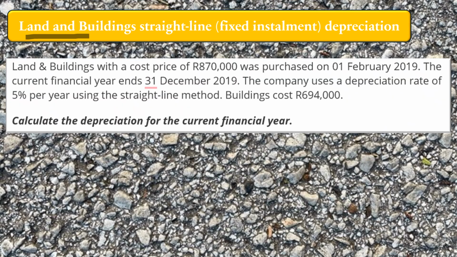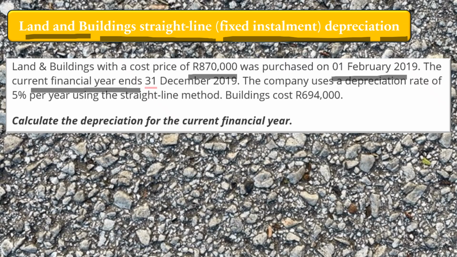Land and buildings depreciate using the straight line or fixed installment method depreciation. So land and buildings with a cost price of 870,000 was purchased on the 1st of February 2019. The current financial year ends 31 December 2019. So these land and buildings were bought in the current year.